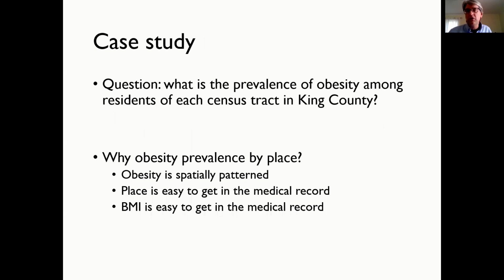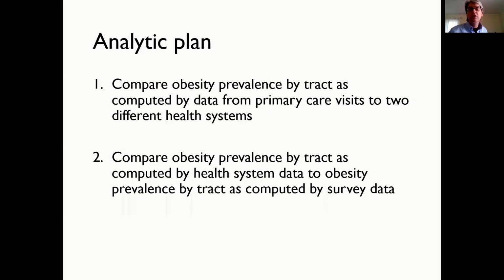This talk is going to go through a case study looking at the prevalence of obesity among residents of each census tract in King County. I'm trying to estimate it in the broader population. This case study was picked in part because it's available, because obesity is spatially patterned, so we expect some variation. Place is easy to get in the medical record. BMI is easy to get in the medical record. And so we're able to look at this as a good sample case of how much the population selection is affecting our inferences. So just to set you up analytically, I'm going to look at the obesity prevalence by tract as computed by data from primary care visits to two different health systems.